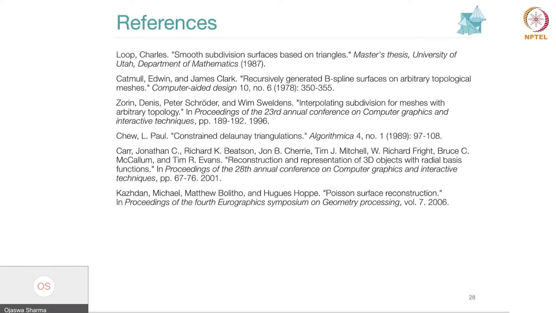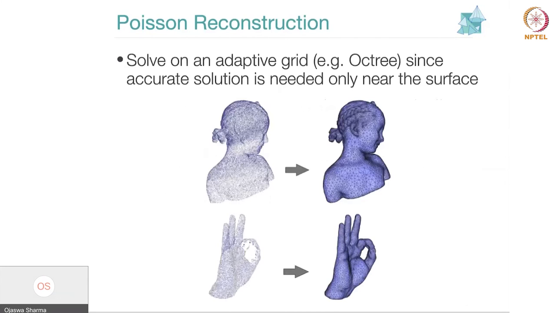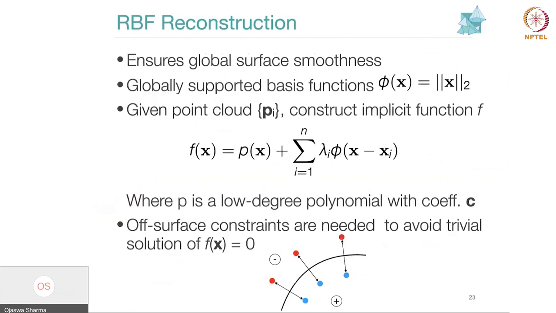Just one quick question. In the RBF reconstruction, the polynomial is added as a regularization, basically, or something that smooths the surface, or something that avoids underfitting. So the polynomial is to add smoothness, if I'm not wrong.